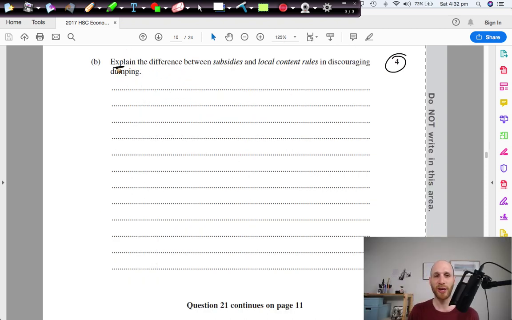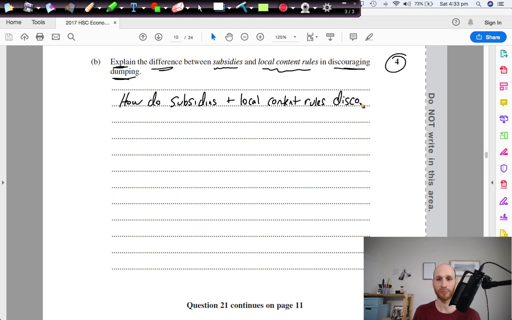The question reads, explain the difference between subsidies and local content rules in discouraging dumping. This is very tricky on first read, and I think what the question is really trying to get at is this kind of relationship. So how do subsidies and local content rules discourage dumping? And I think with 4 marks on offer that this neatly divides into talking about, okay, this is how subsidies discourage dumping. And then the other way, this is how local content rules discourage dumping.